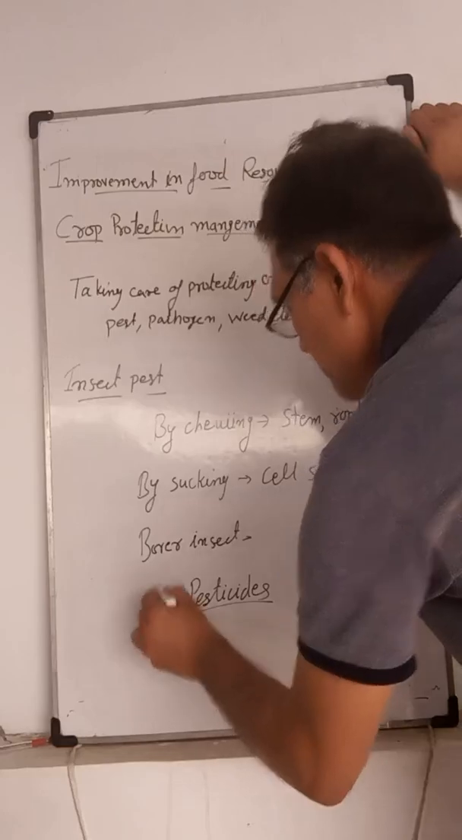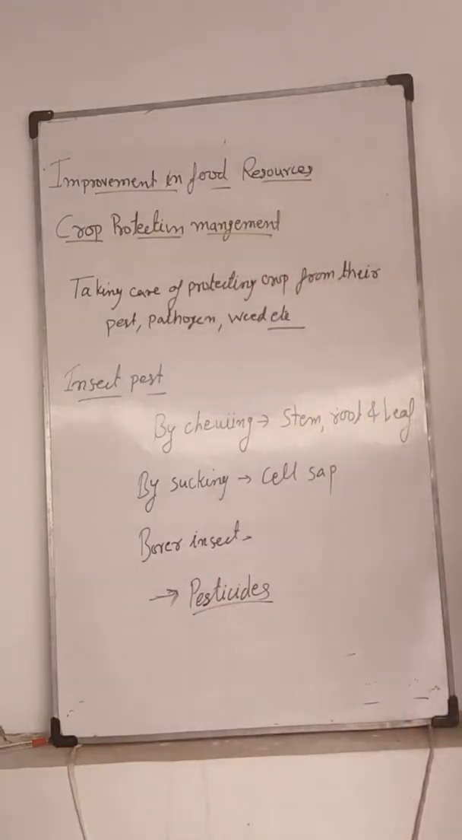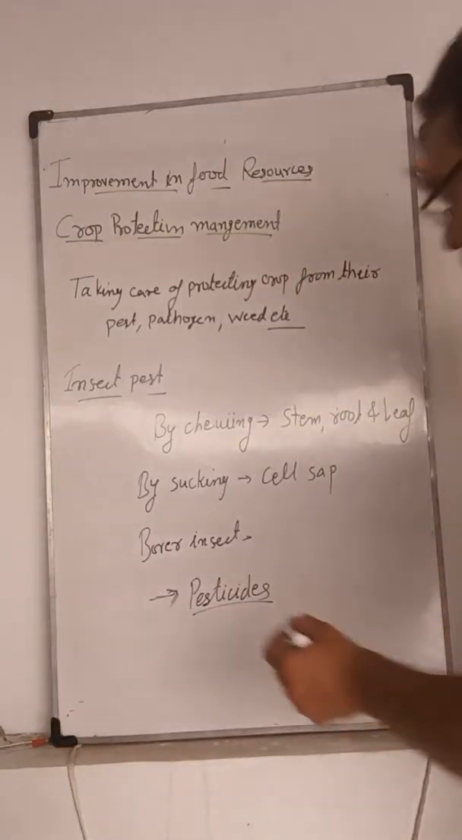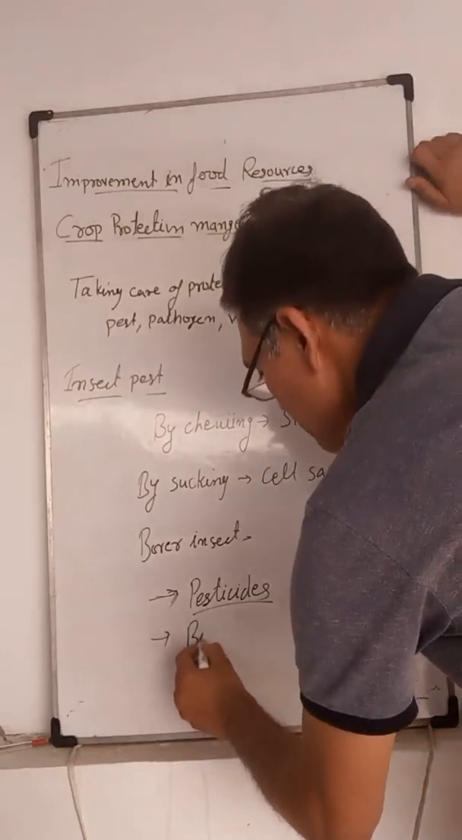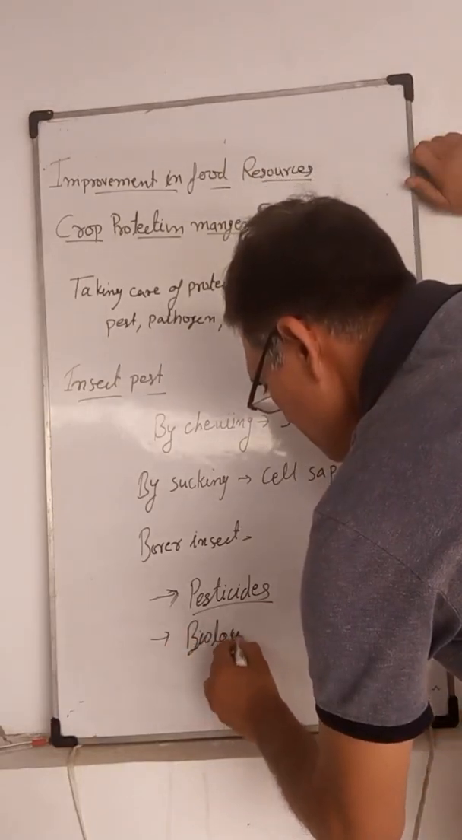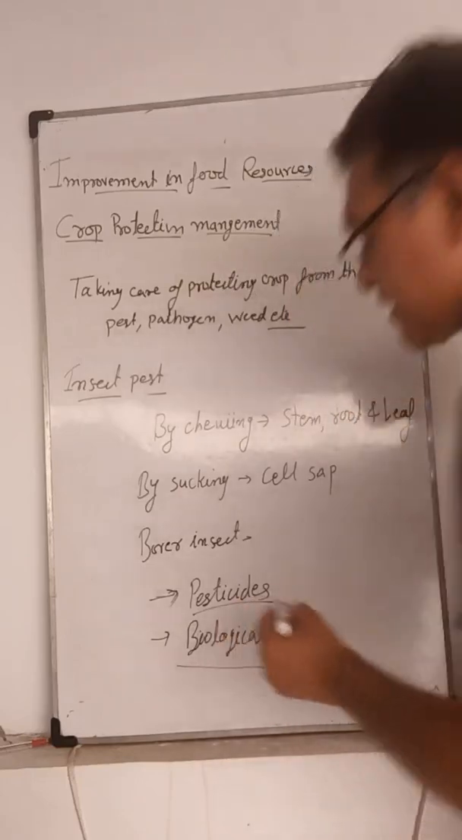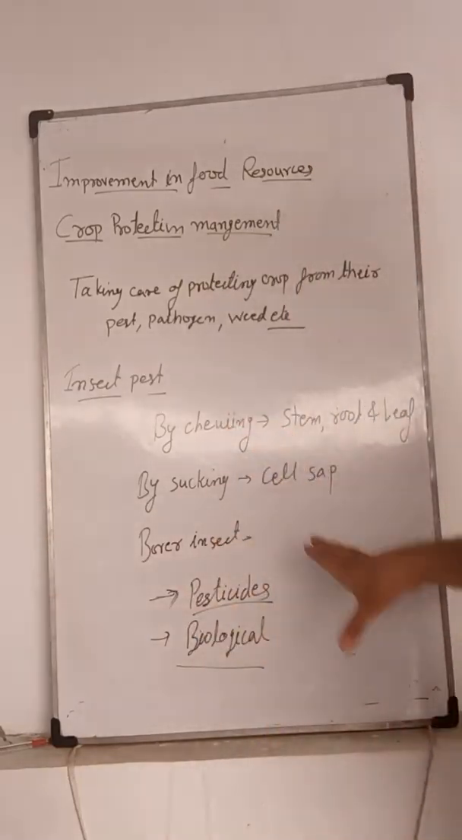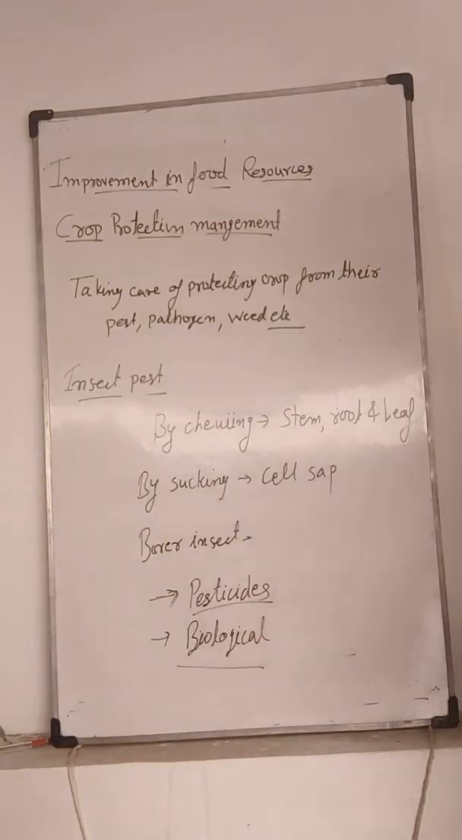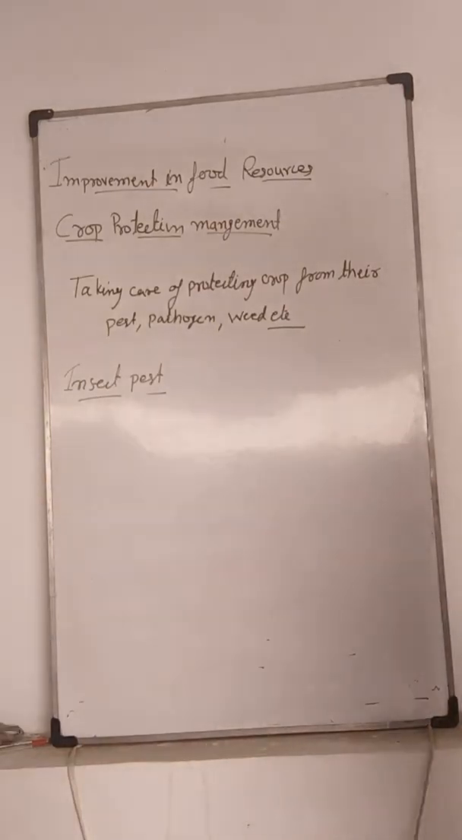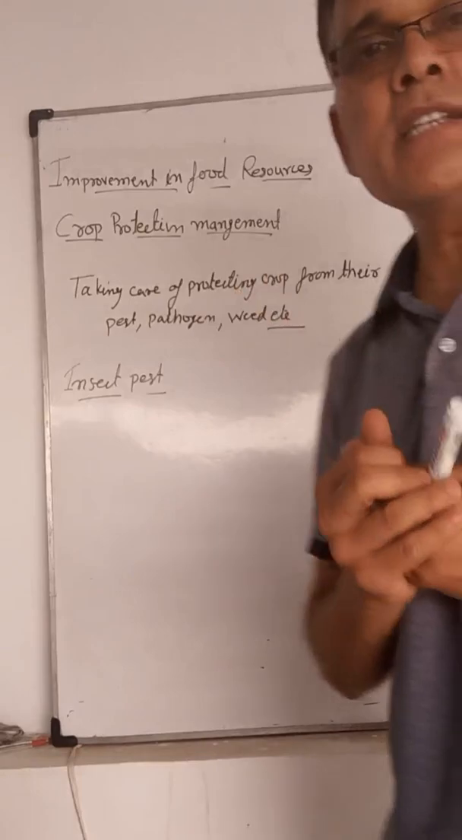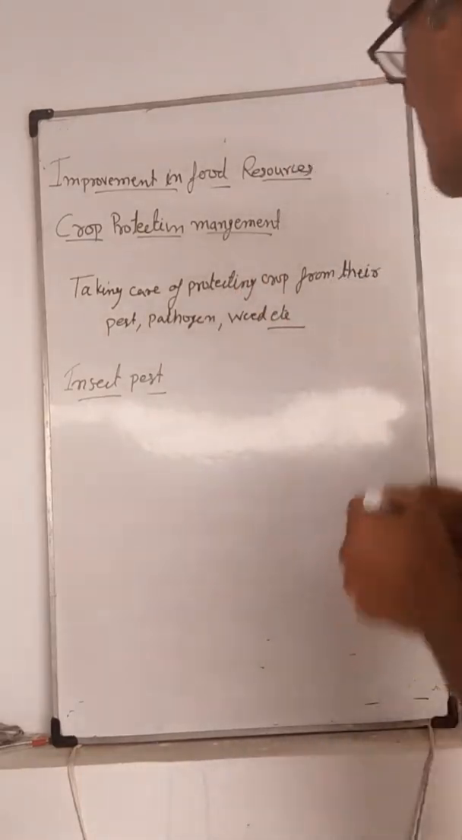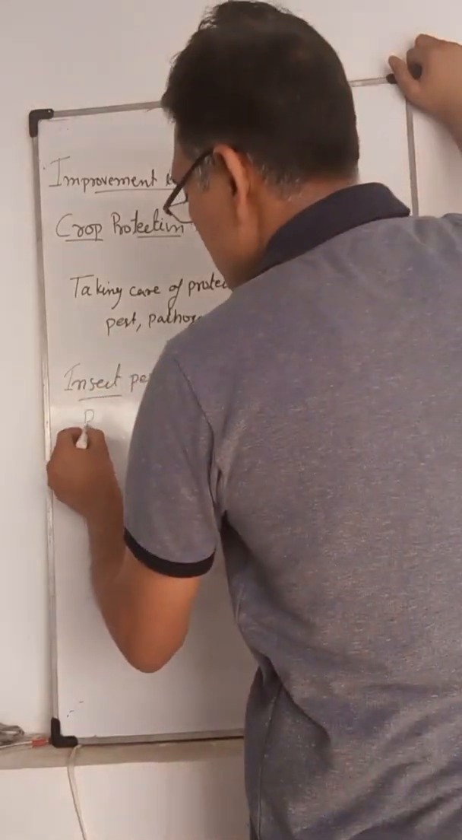These insect pests are also controlled with the help of pesticides, and also by biological methods. Biological methods means there are natural enemies present in nature that will destroy these insect pests. Other than weeds and insect pests, some pathogens are also present.